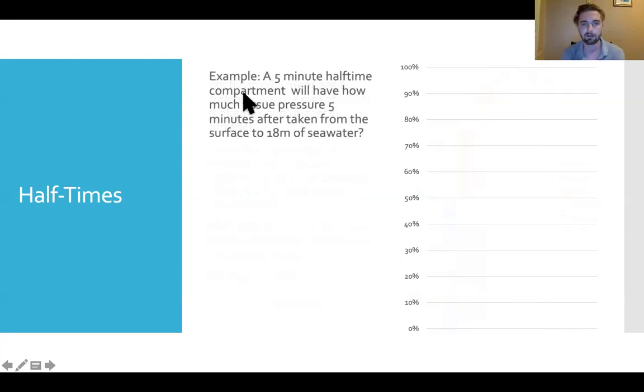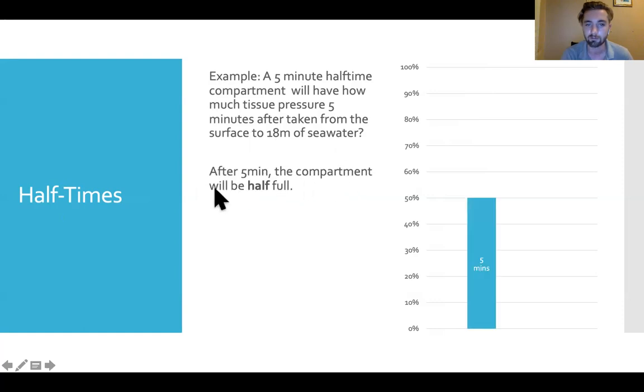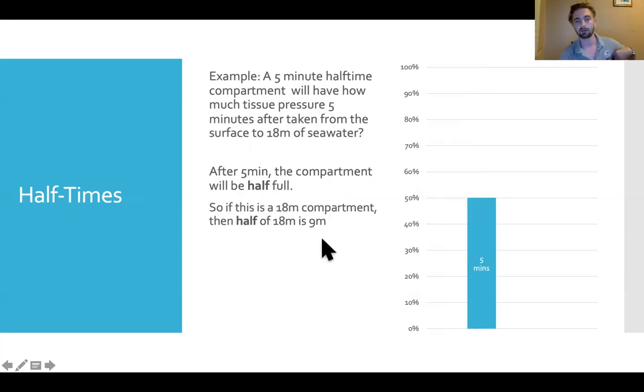So for example, if we had a 5-minute half time compartment, what's the tissue pressure going to be 5 minutes after in 18 meters of seawater? So after 5 minutes, the compartment will be half full if it is a 5-minute half time compartment. And if it is an 18-meter compartment, that is half full. Half of 18 is 9. So our answer would be 9 meters of seawater is how full that compartment is.